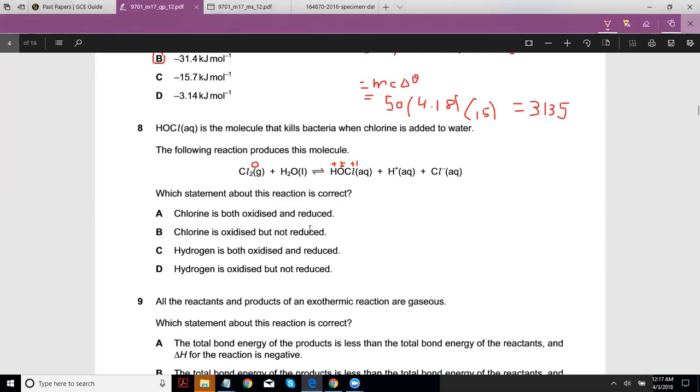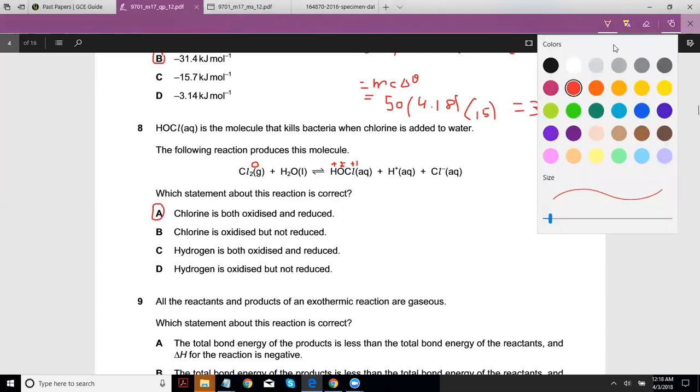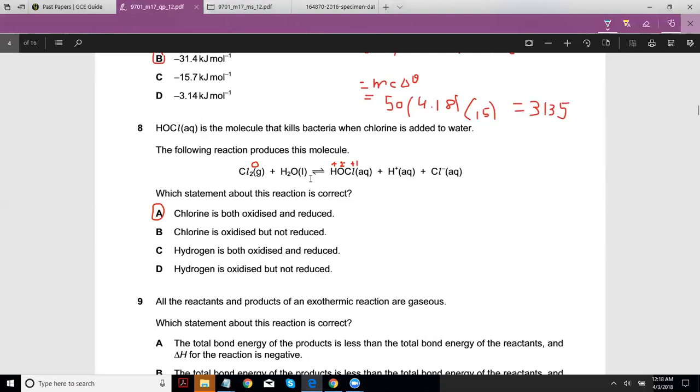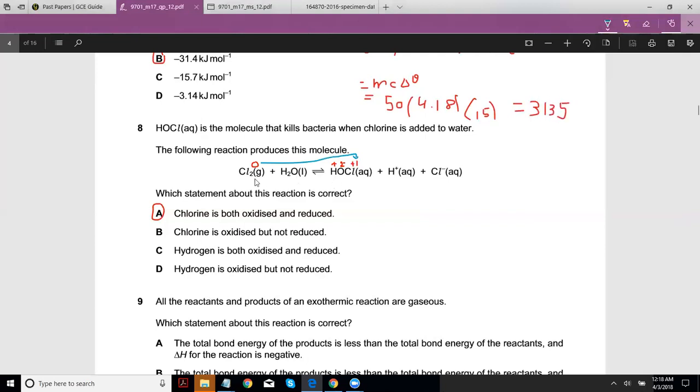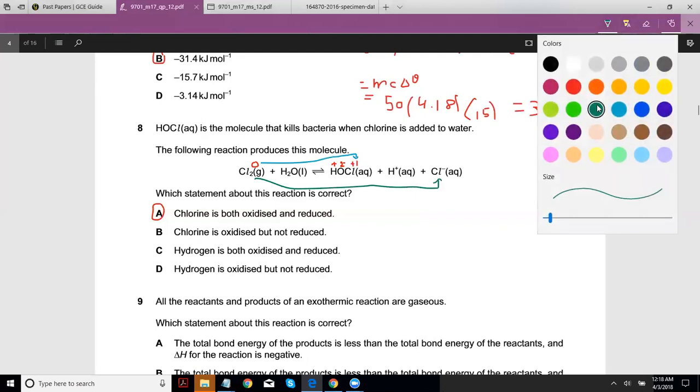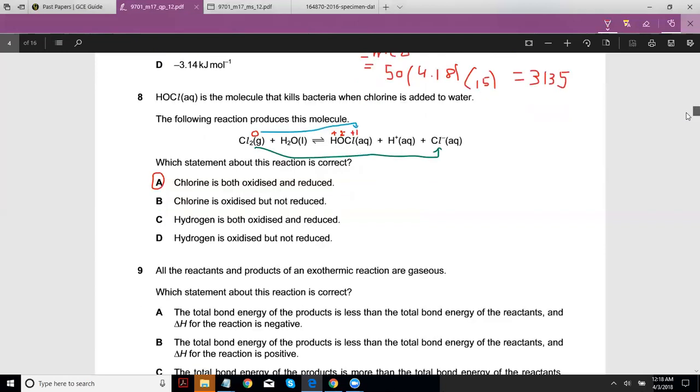Chlorine is both oxidized and reduced, and that is the correct answer. This is a very common disproportionation reaction. The basic idea is that you mark this 0, it has gone to +1, an increase in oxidation state, that's oxidation, and at the same time it has gone to -1, which is reduction. So that's the idea. Let's continue.